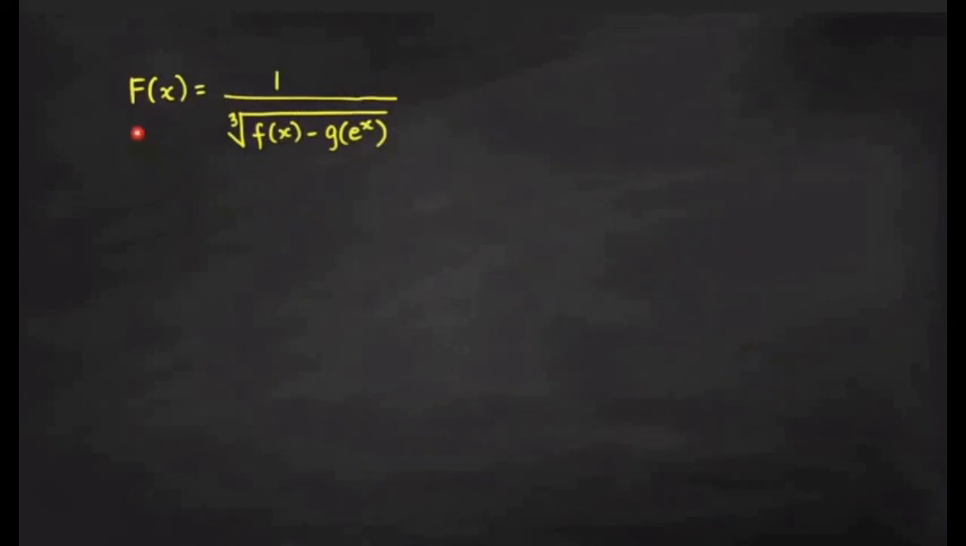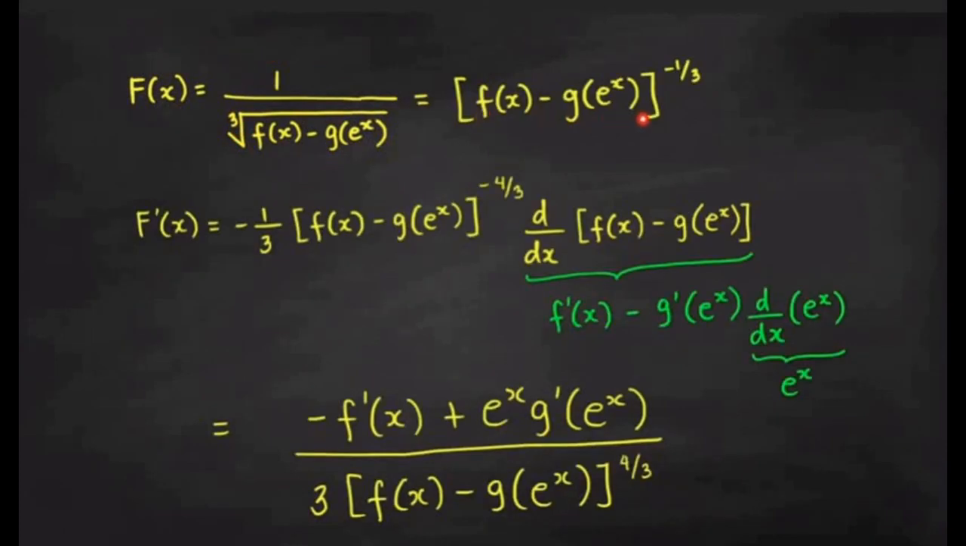Moving to the last problem, let's find the derivative of this function. You may use here the derivative of a quotient because we already have a formula for the derivative of a quotient, but I think it is better if we write this down as a power of f of x minus g of e to the x. We move this to the numerator, and we can write it down as this expression raised to negative 1 over 3. So it is a power of a function. In that case we can use the power rule with the chain rule.